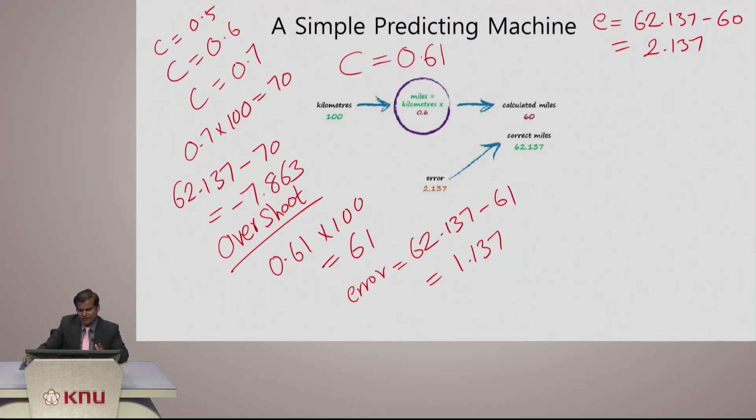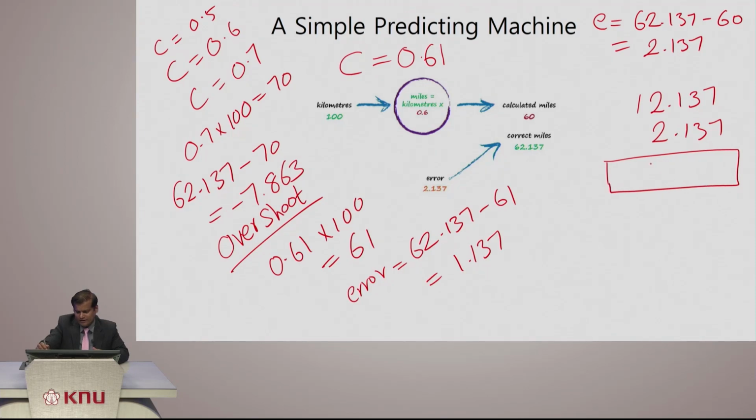Initially, if you look at our values, for each value we had some errors. Like initially we talked about 12.137, then we had 2.137, right, and there was an overshoot we had like 7.863. Now we have reduced the error to 1.137. So this is the effort that we are making.